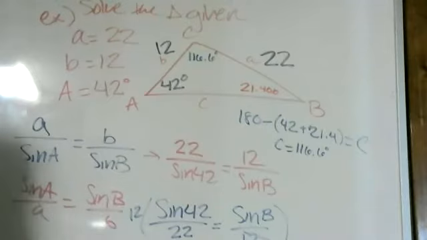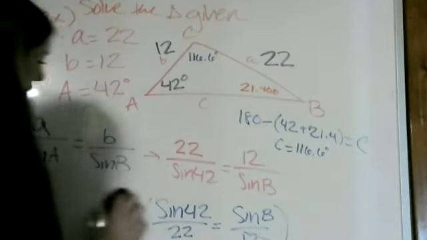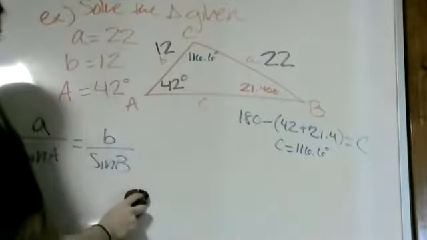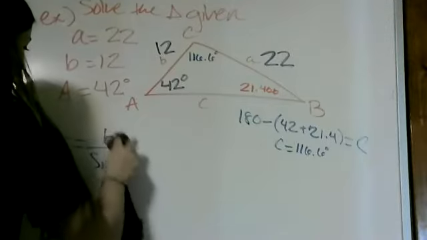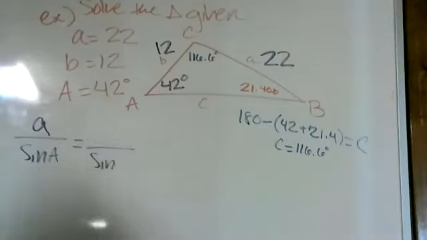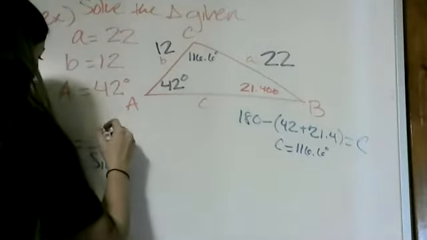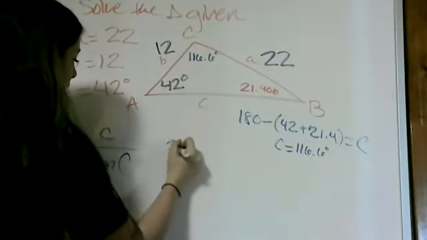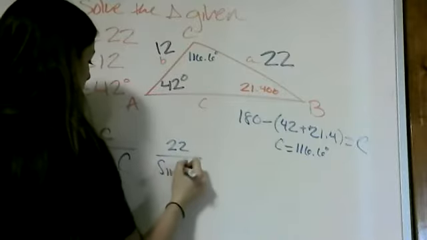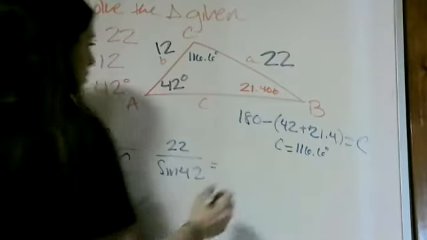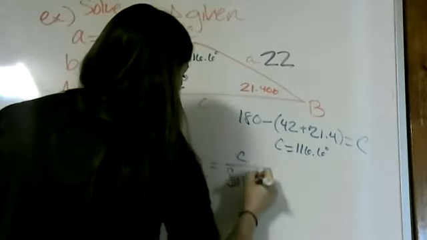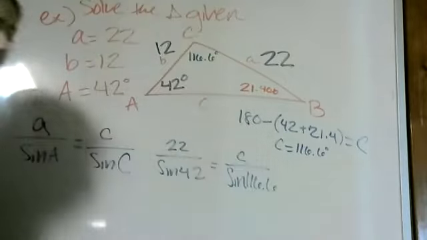I'm going to come back to how we did it right here with the original version of law of sine and solve it through with my two angle measures. This time the only difference is I'm solving for C. So I will have A over sine A equal to C over sine C. Filling in what I know, my A length is 22 over sine 42 equal to, I don't know my side length C, but I do know that my angle C is 116.6.